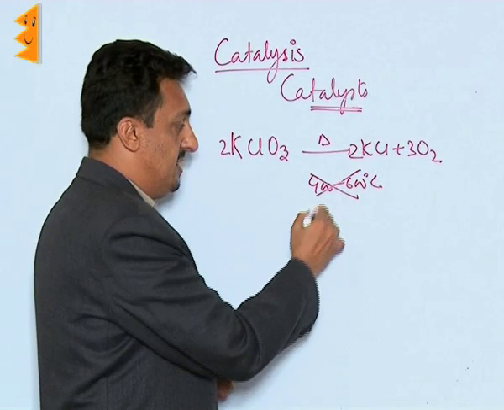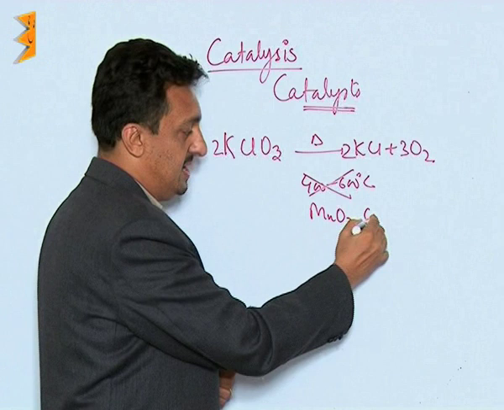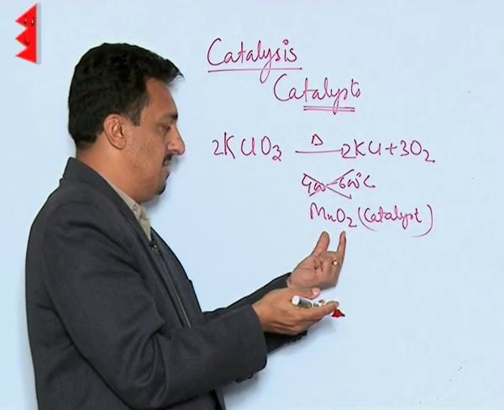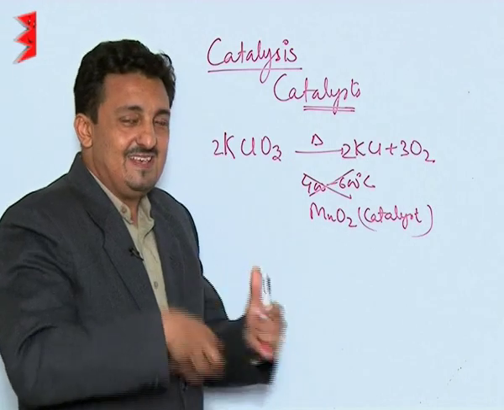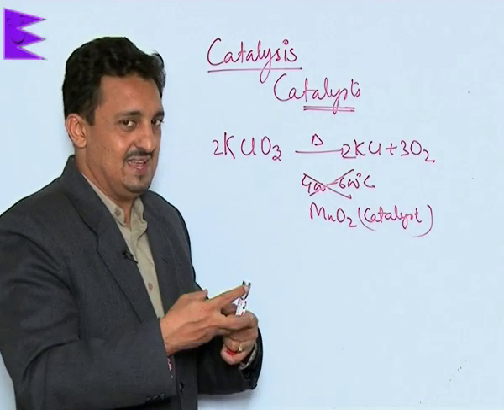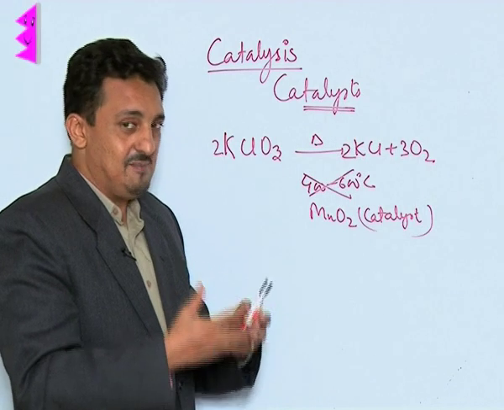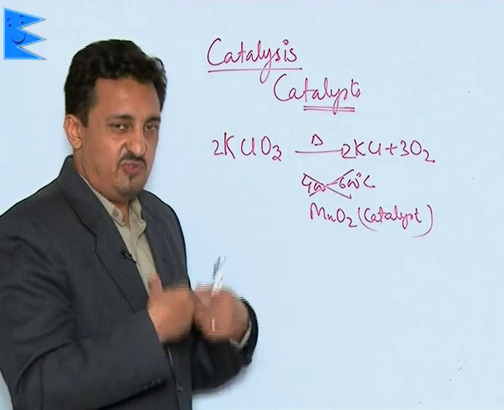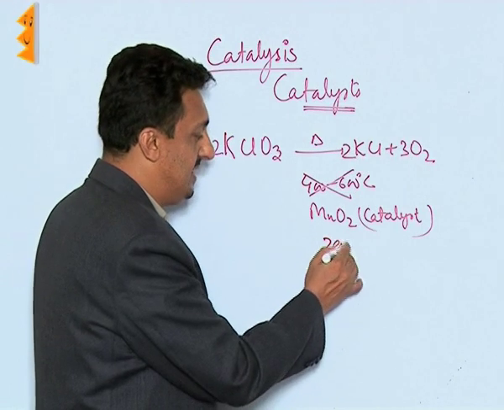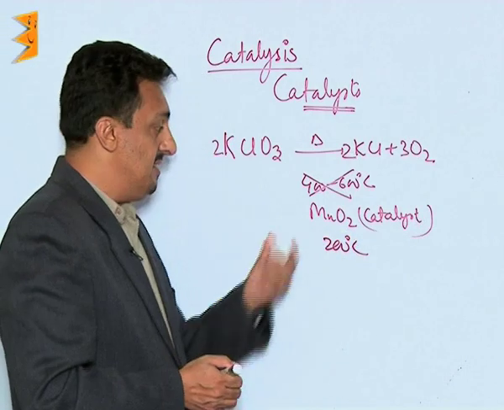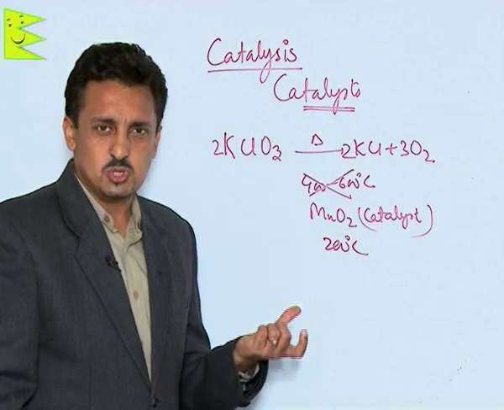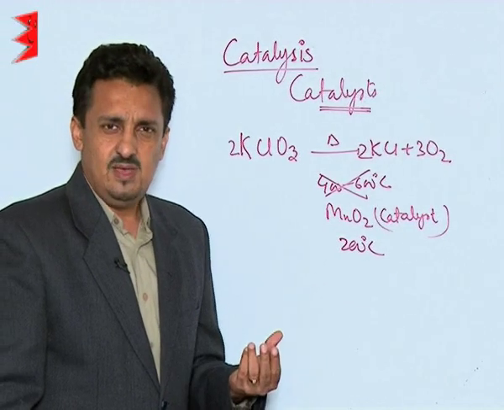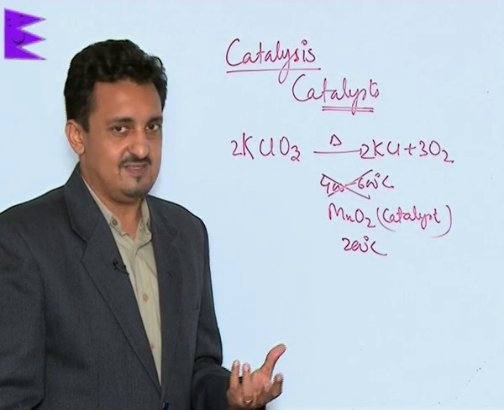Now if a small amount of manganese dioxide is added as a catalyst, how is it a catalyst? Because when a small amount of this is added, it increases the rate of the reaction to such an extent that the same reaction can easily take place in a much lesser time, with a much faster rate, at around 200 degrees Celsius. And what we find practically is that the composition and mass of the MnO2 added doesn't change. Such substances are called catalysts.